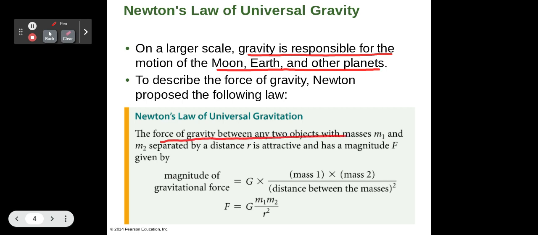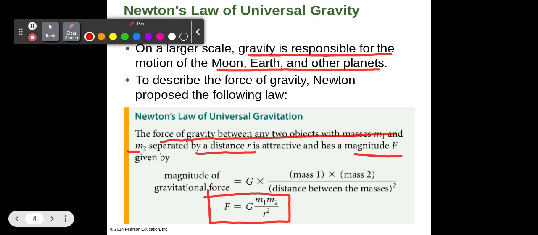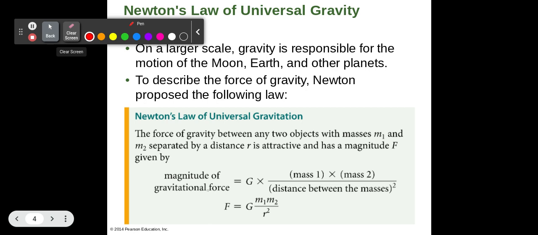So the force of gravity between any two objects, no matter what they are, mass 1 and mass 2, separated by a particular distance r, is attractive and has a magnitude F, the force of gravity, given by this equation. Where F is our force of gravity, capital G is a constant, not 9.8. It's a different constant. M1 and M2 are the masses, and the distance between those two masses is expressed as r. So that is Newton's universal law of gravitation.